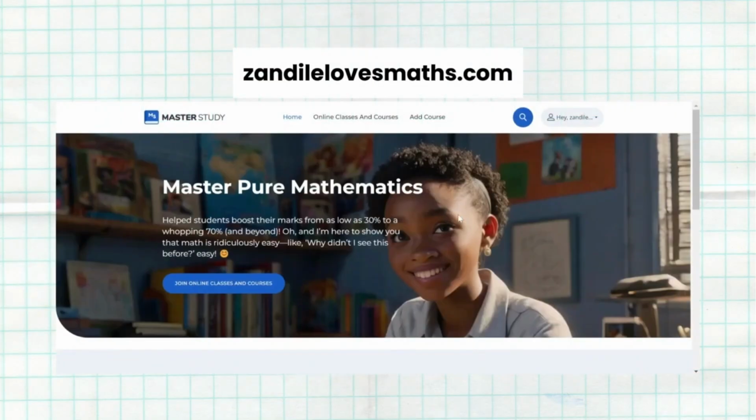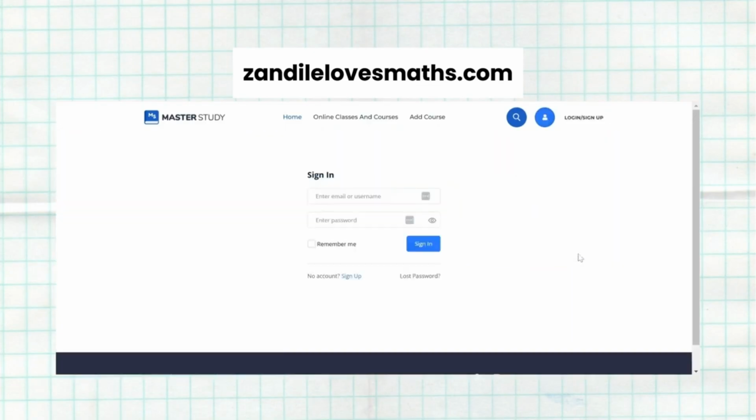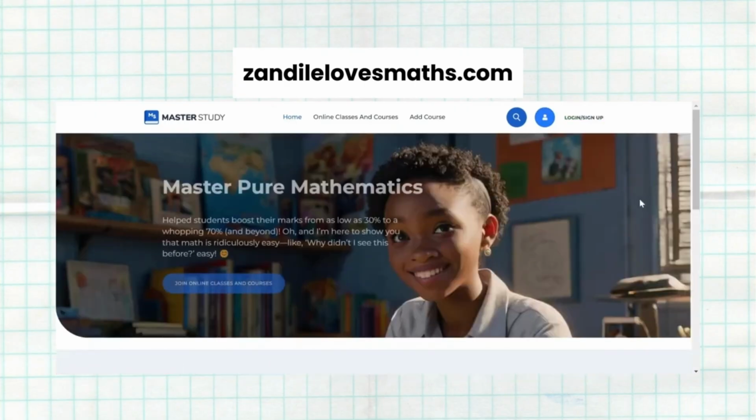First, you need to make sure that you're logged in, because if you're not logged in, it's not going to allow you to either log in or sign up. So let me just log out so I can show you that when you are logged out, it's not going to allow you to join for free. So let's just wait for it to load.